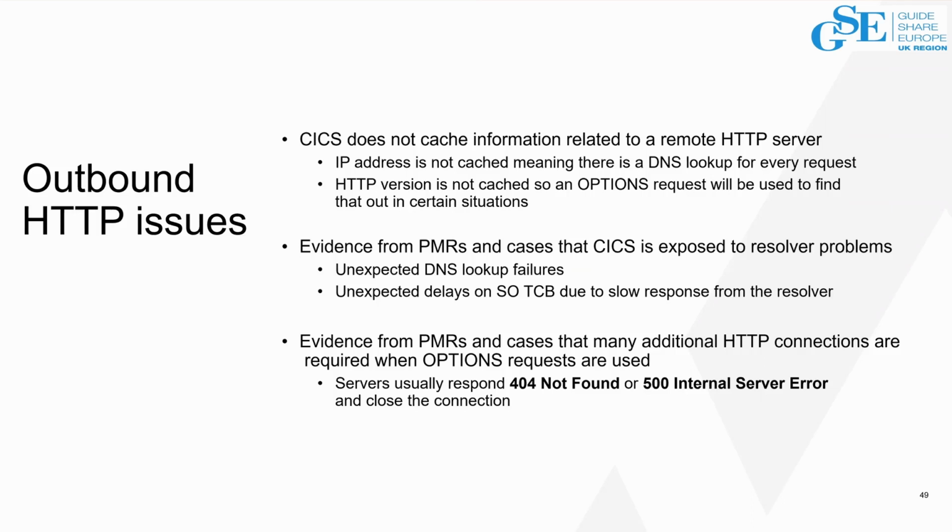So for outbound HTTP requests, CICS didn't cache the information related to the remote HTTP server, so the IP address and the HTTP version. As a result of this enhancement, we do now, so that you won't need to do multiple options requests. We will cache the data.